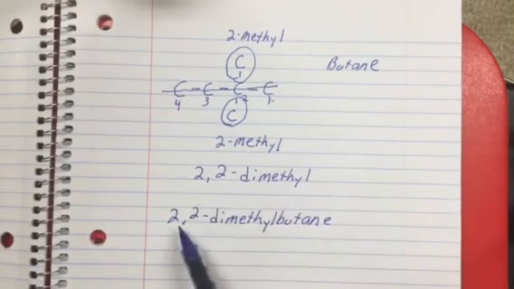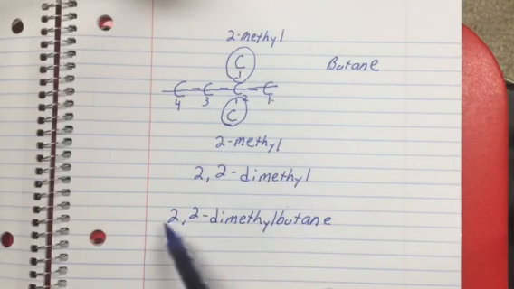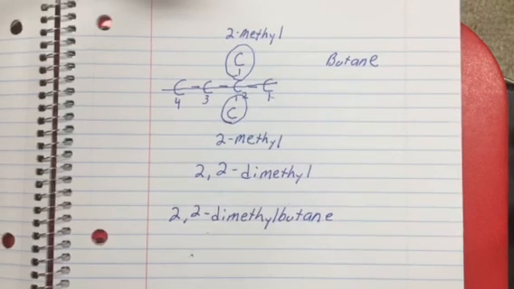It's okay to have two of the same number side by side. It says that there are two methyl groups and they are each attached to the second carbon of the butane. Okay, that's all there is to it. Good luck.